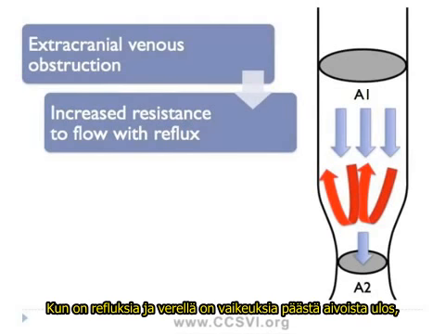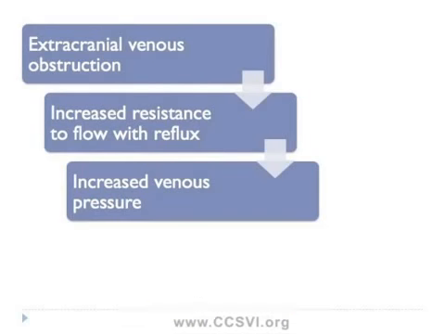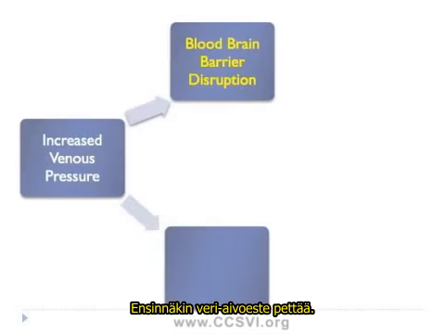Once there's this reflux and once there's this problem with flow exiting the brain, all of a sudden you have increased venous pressure in the vein. Increased venous pressure in the vein, and that can lead to a couple of different things, we think. The first is a blood-brain barrier disruption.